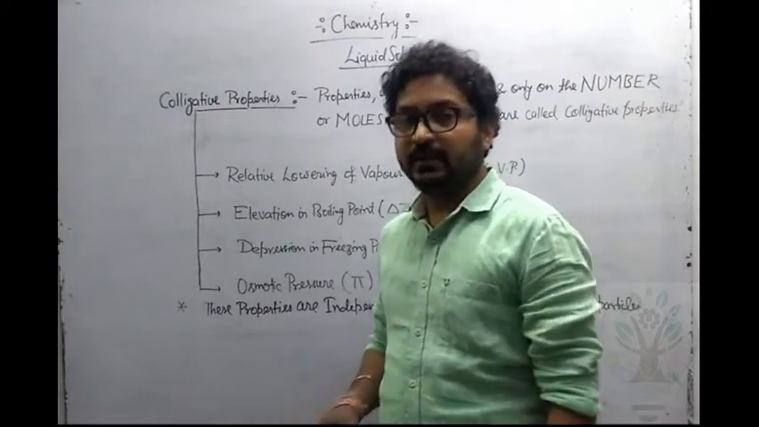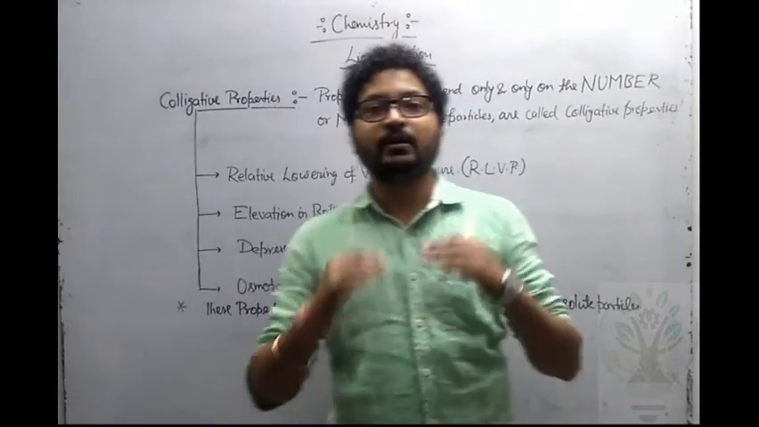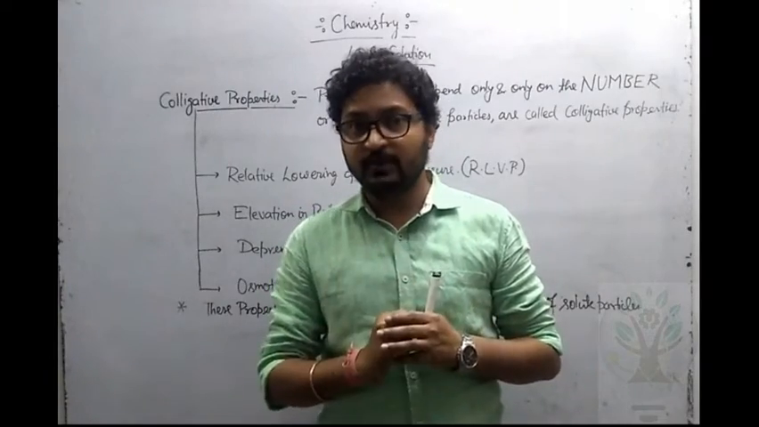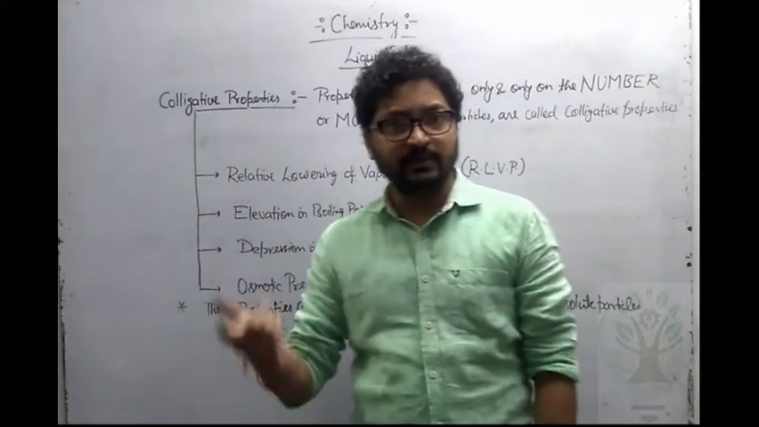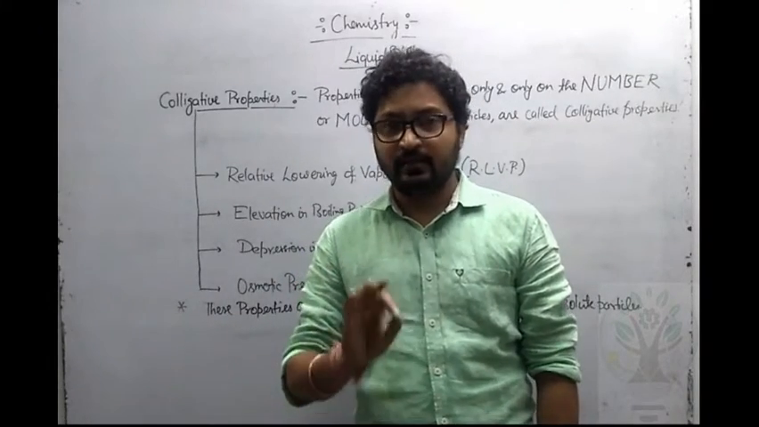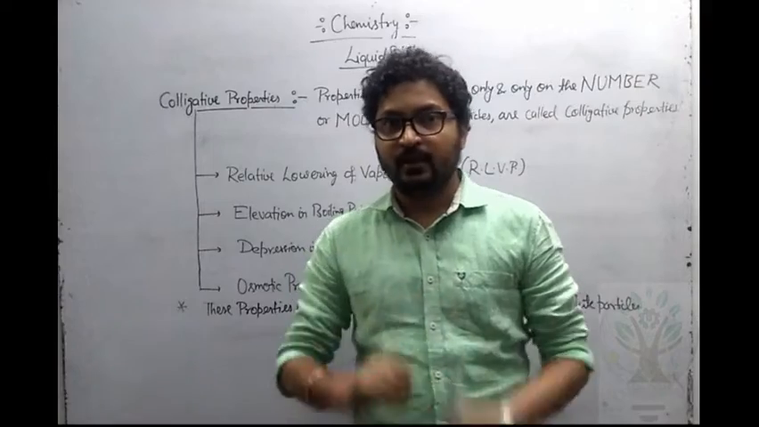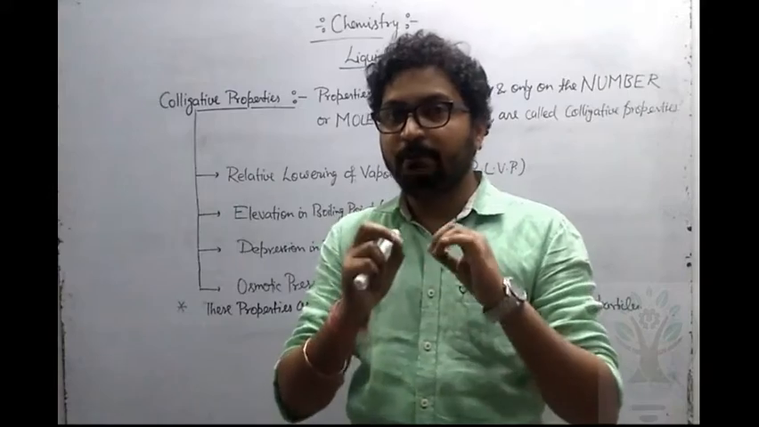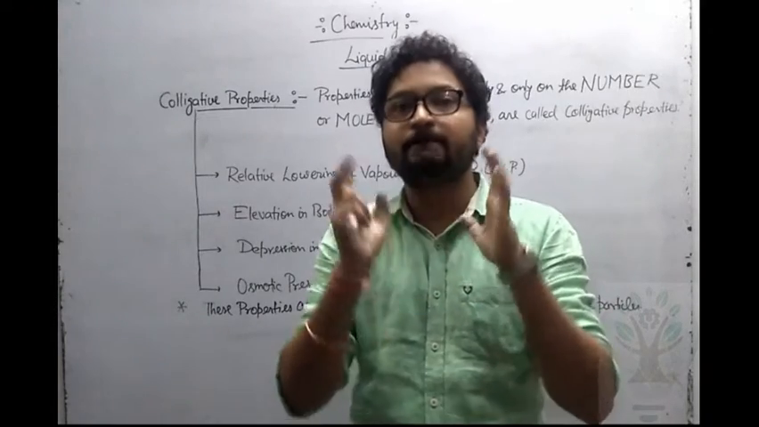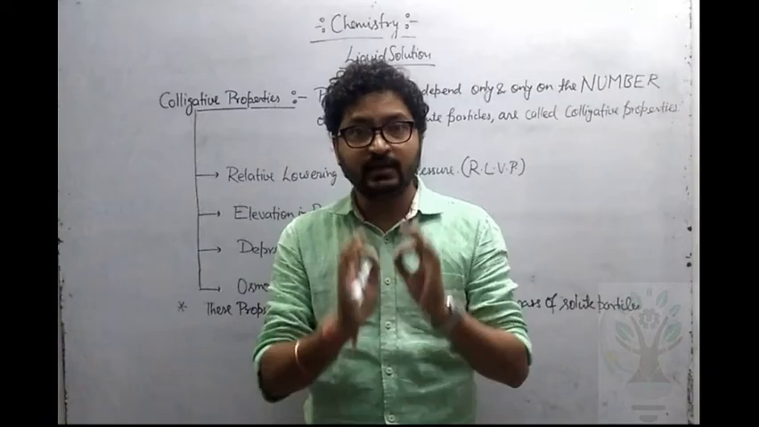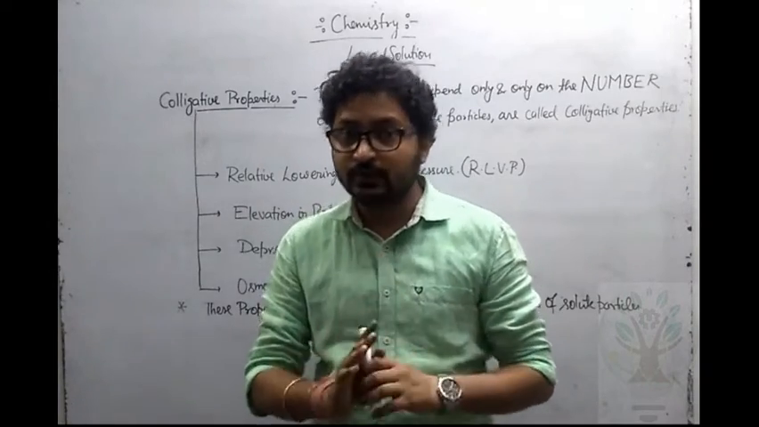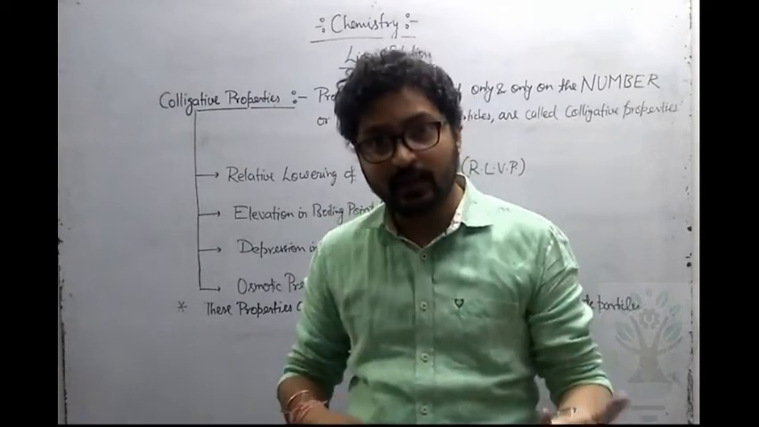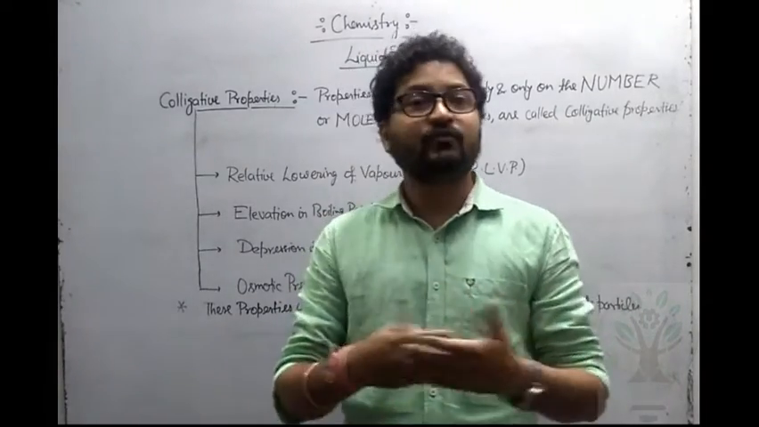Okay, again I'm repeating, the property which depends upon the number or moles of solute particles present is called colligative property. There are 4 colligative properties: RLVP, delta TB, delta TF and pi. One thing you must be sure about, these properties depend only and only on numbers. Are you getting this thing? Only and only on numbers. These properties do not depend upon size, shape, mass, volume of solute particles.